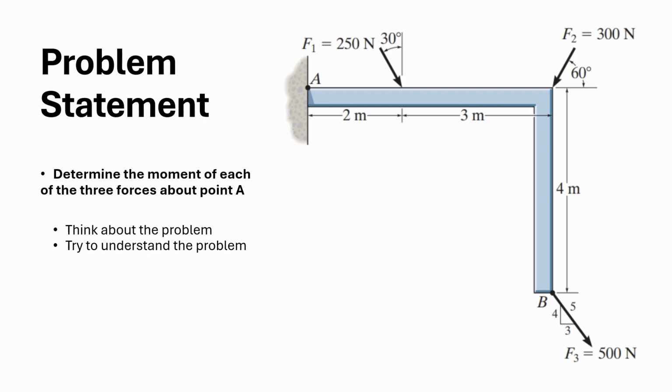Let's think about the problem and try to understand what's going on. We can observe that there are three forces acting on our body. You can see that there's force 1, force 2, and force 3 down here. And we can observe that we're given an angle for force 1 and 2, and we're given a 3, 4, 5 triangle for force 3.